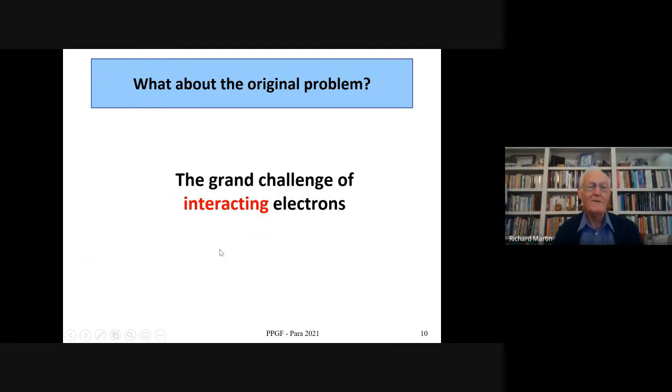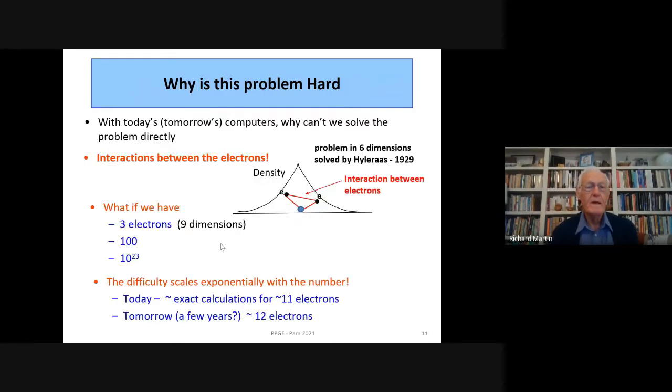Okay, so back to the original problem. What about the grand challenge of interacting electrons? Why is it hard? In the 1920s, Hylleraas had already tackled the problem of two electrons, which is a six-dimensional equation. Two electrons each in three dimensions. So what if we have three, or 100, or 10 to the 23rd?